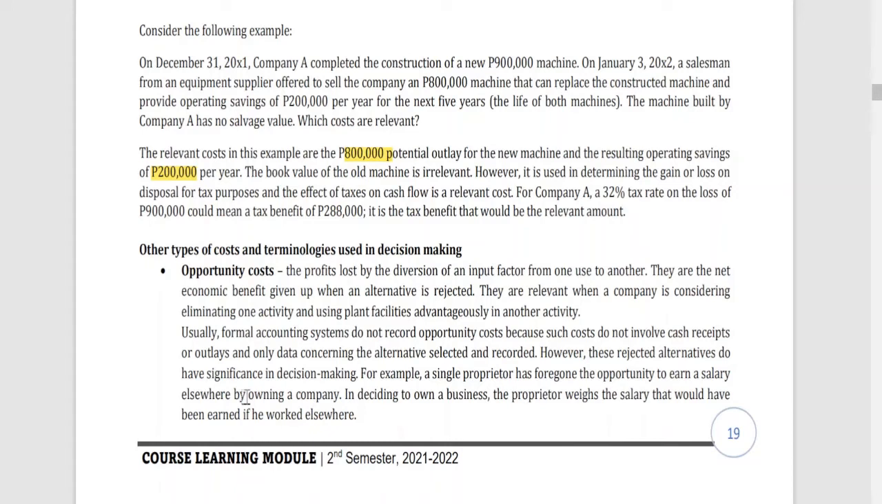So kung gipili nimo nga magtukod sa imong own nga kumpanya, ang nawa nimo is ang sweldo that you're supposed to receive if you are an employee in another company. So, ang opportunity nga gi-forgo nimo because you choose to own your own company is the salary that you will have earned kung nag-work ka sa lain. So, ang opportunity cost there is the salary. Katong nawa. Okay? Katong gipanghinayangan nimo, mao na siyang opportunity cost.